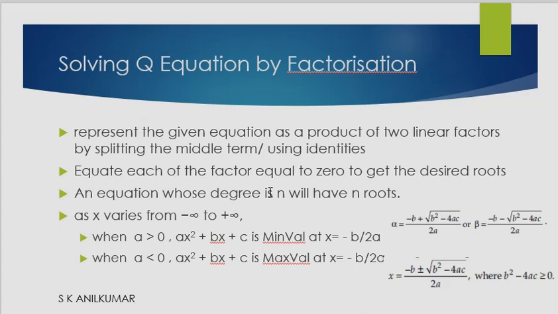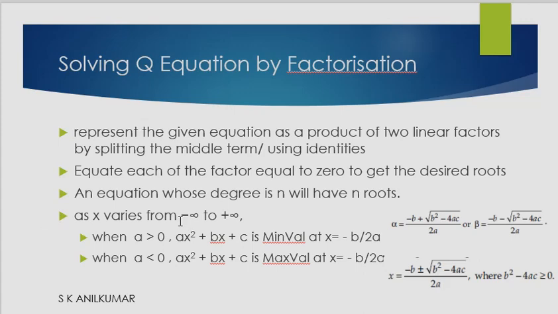An equation whose degree is n will have n roots. So in a polynomial you will have degree n; in a quadratic you will have degree 2, x power 2. It will have 2 roots. That means one can be called alpha, one can be called beta: minus b plus or minus root of b squared minus 4ac by 2a, or minus b minus root of b squared minus 4ac by 2a. This is plus or minus. One is plus, one is minus. That is why we have one alpha, one beta.